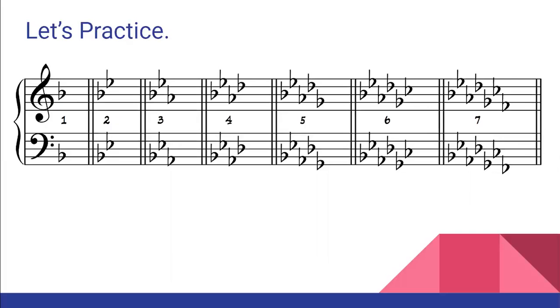Number 5, bead green, B-E-A-D-G. All of those 5 letters will be flat. Number 6, bead green color, B-E-A-D-G-C. And lastly, number 7, B flat, E flat, A flat, D flat, G flat, C flat, F flat, or bead green color family.